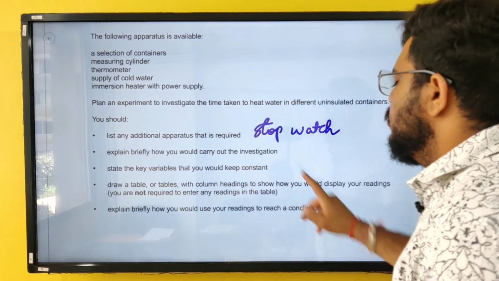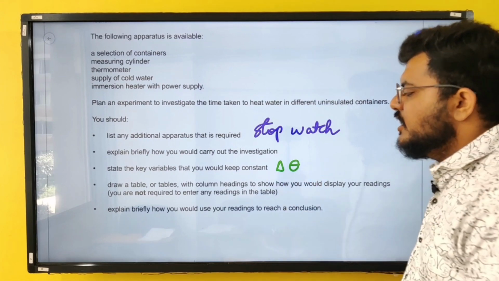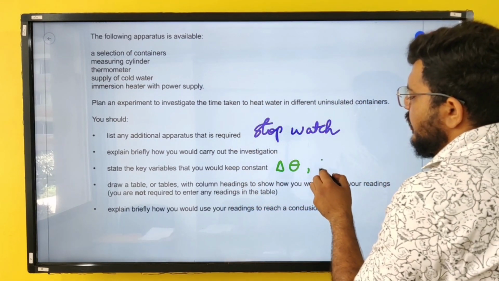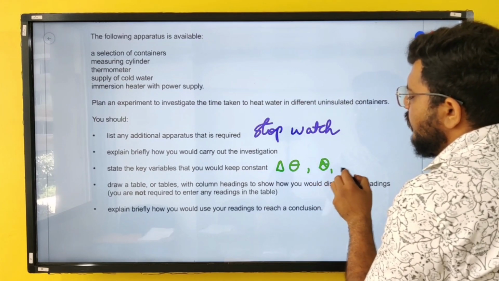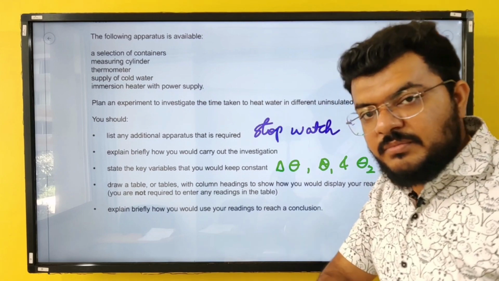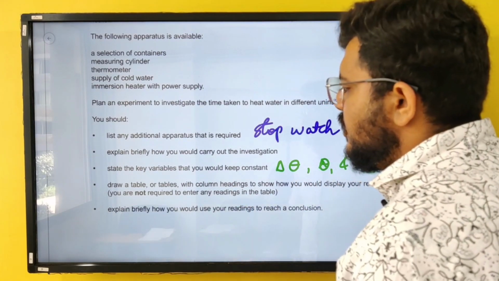State the key variables that you would keep constant. Delta theta, right? The change in temperature, the range of temperature. I will also write theta 1 and theta 2, their starting temperatures and their ending temperatures, and therefore the difference in temperatures must be equal.